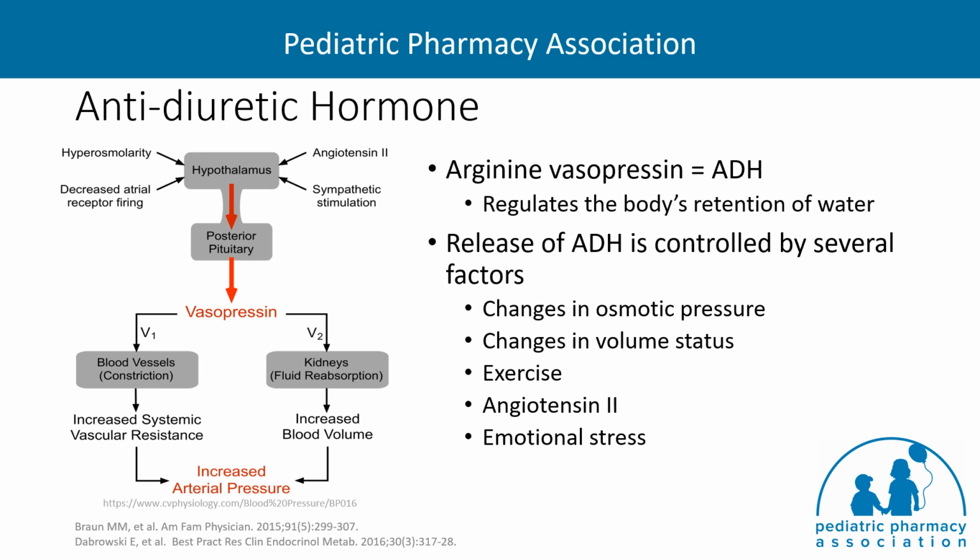Hypothalamic osmoreceptors sense extracellular osmolarity and stimulate ADH release when osmolarity rises, which can occur in dehydration. Angiotensin II receptors located in the hypothalamus help to regulate ADH release. Increases in angiotensin II stimulate ADH release.